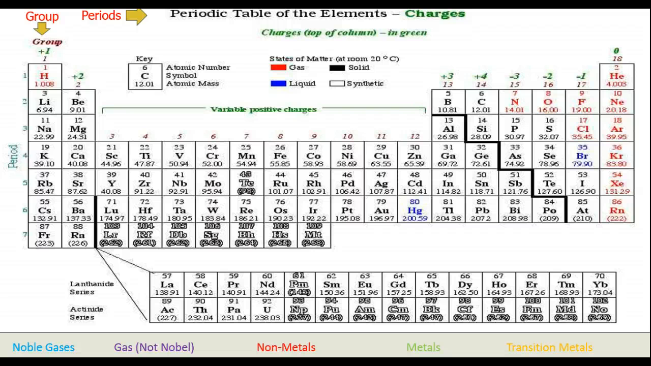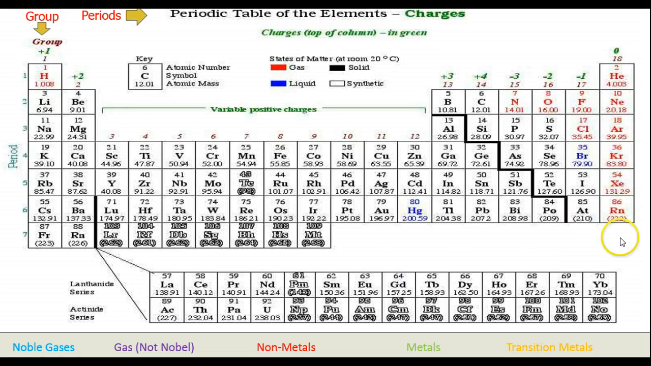Alright, hopefully you guys have your periodic table of elements in front of you. We're just going to do a little review. The first thing I want to start with is the difference between groups and periods on the periodic table. Groups go from top to bottom, or north to south, and periods go from left to right, or east to west. There are 5 different groups of elements that we want to talk about: the noble gases, the gases which are not noble, nonmetals, metals, and transition metals. Today we're just going to worry about identifying them. Later on we'll explain why they are classified as what they are.